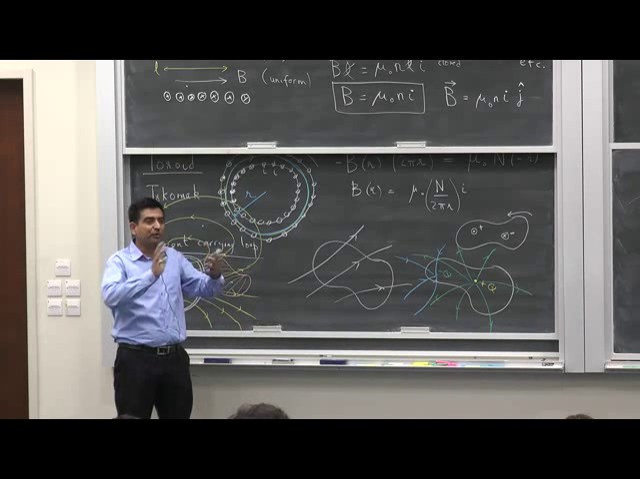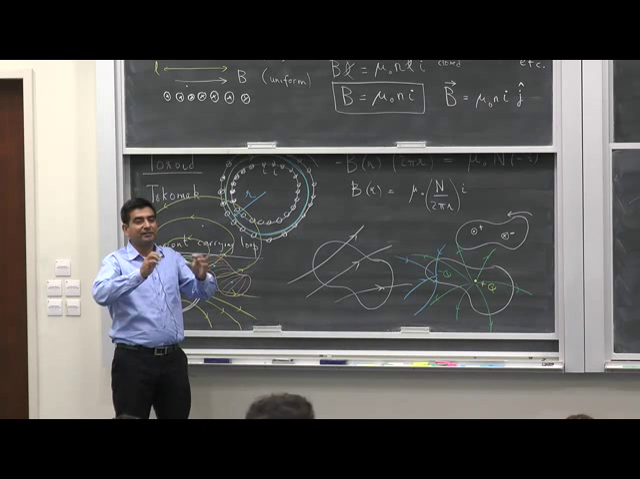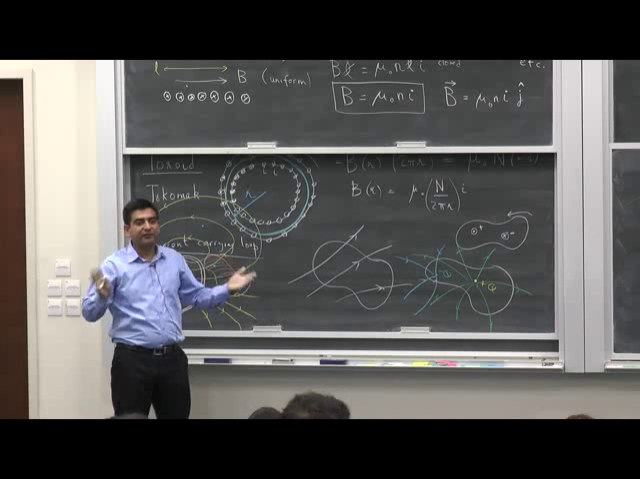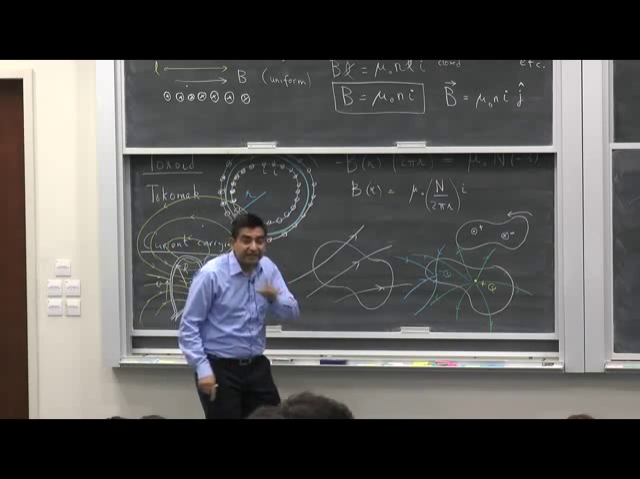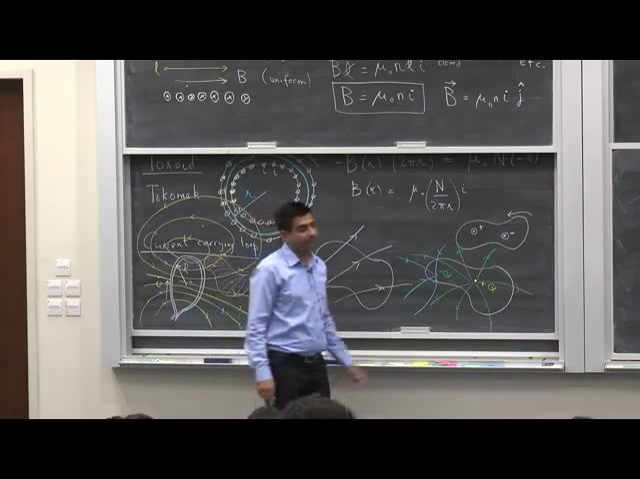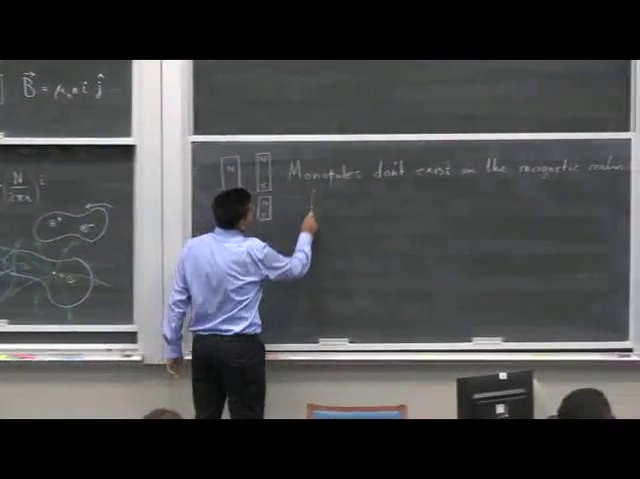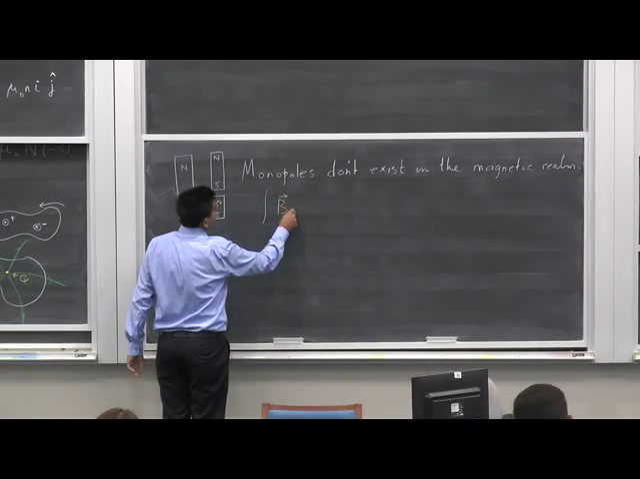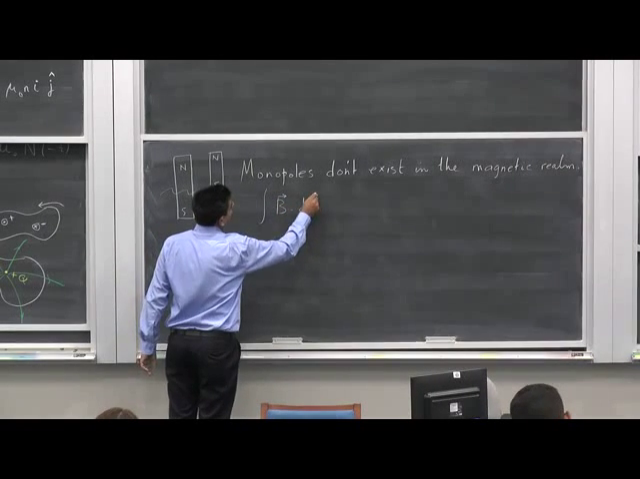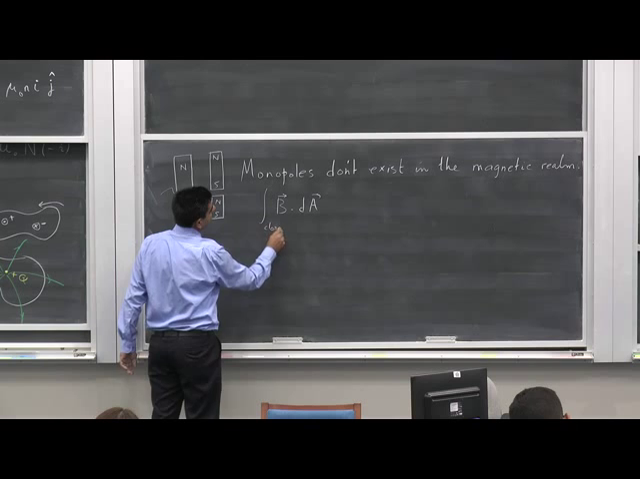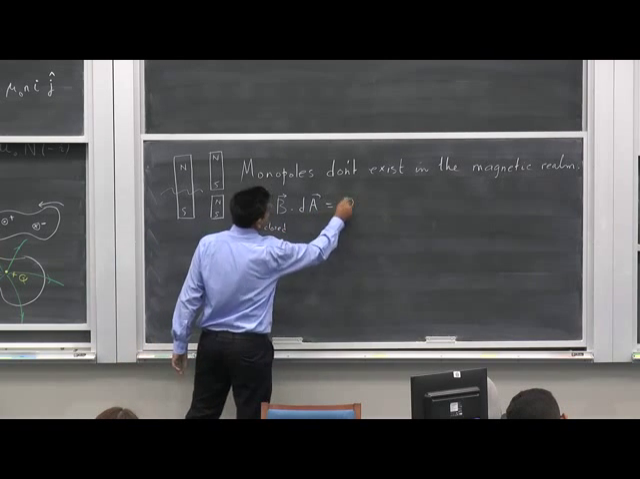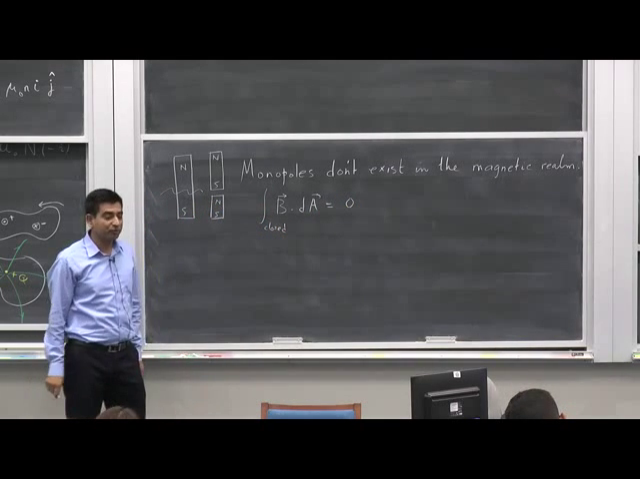You take a volume of space and you enclose it with a surface, the net magnetic flux through this surface will always be zero. And this is Gauss's law for magnetism, which simply states that the integral of B dotted with dA over a closed surface must be equal to zero, because magnetic monopoles don't exist.